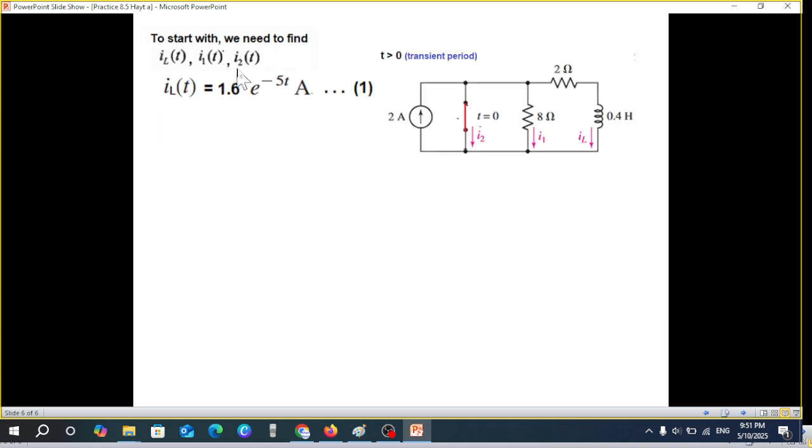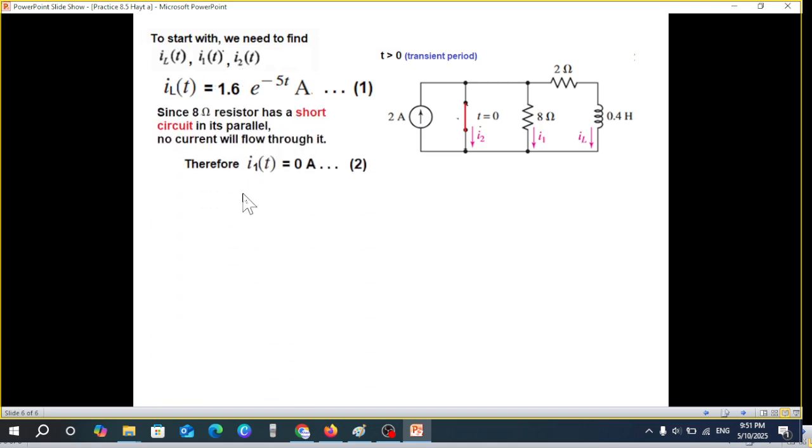Now we need to find I1(t) and I2(t). Since the 8 ohm resistor has a short circuit in parallel, no current will flow through it. This source current will not flow through this because of the short circuit. All current will flow here. Similarly, if there is a current from the inductor's energy, that current will also not flow through this. It will rather flow through the short circuit path. Therefore, we'll say that I1(t), the current through this, is 0.